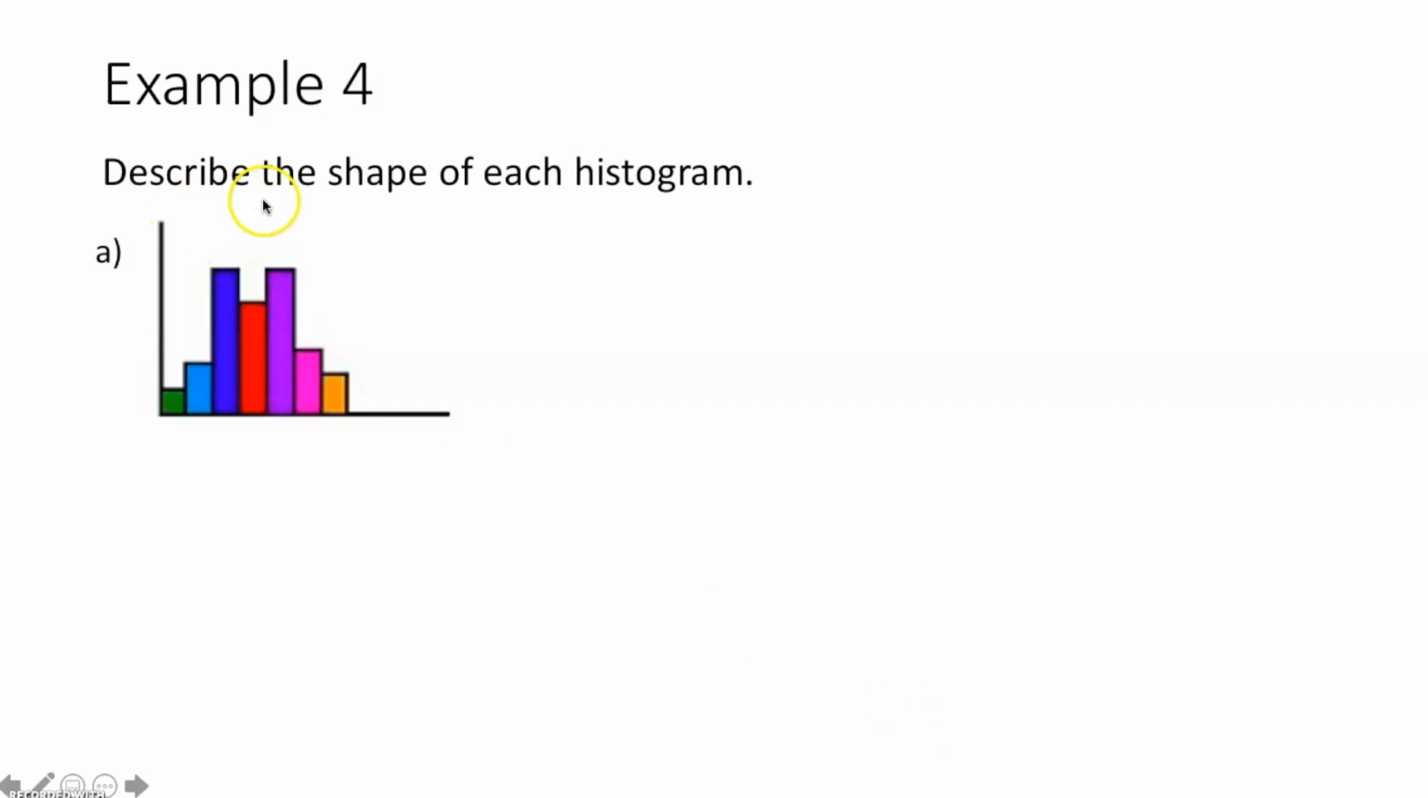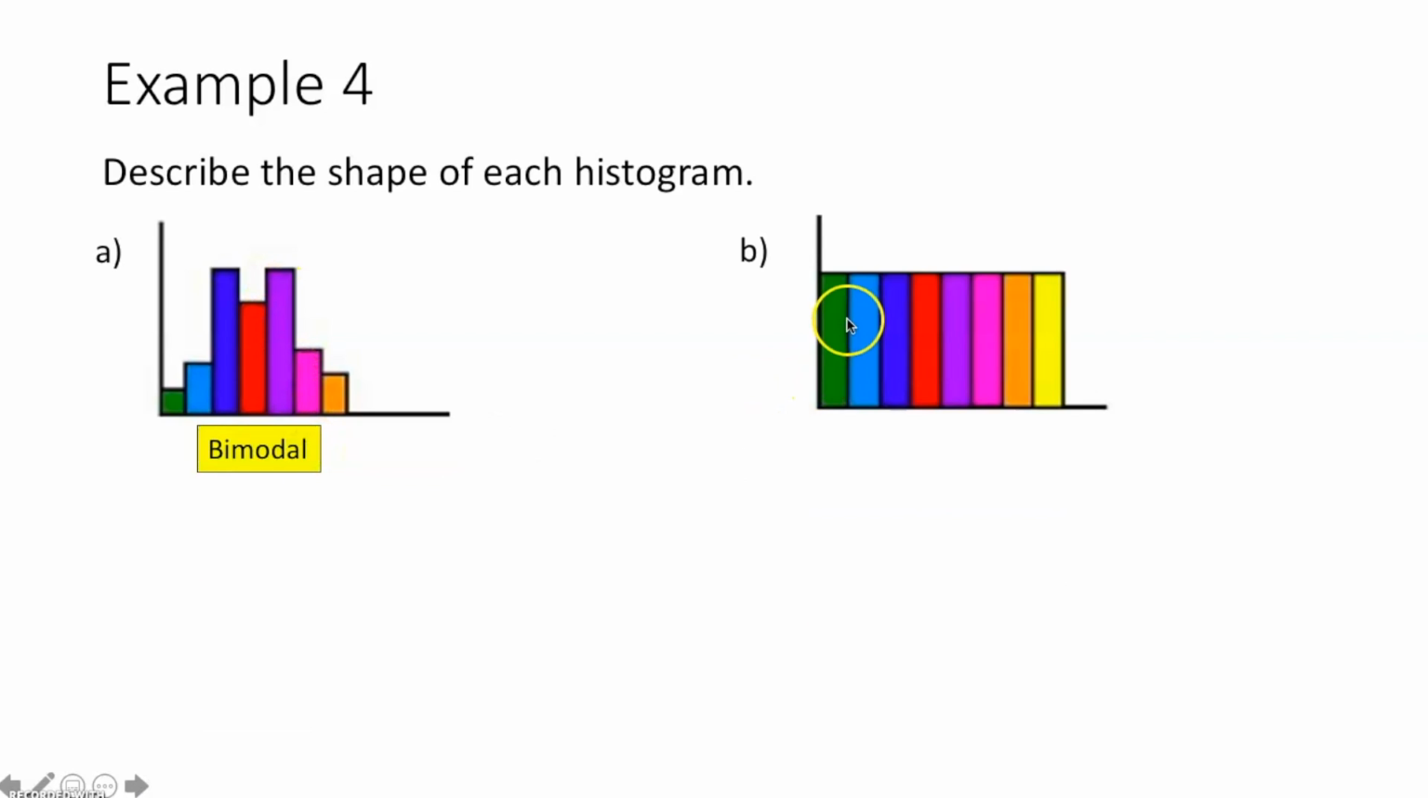Now, example 4, we're going to describe the shape of each histogram. So remember, we had some vocabulary terms to describe the shapes of histograms. This one looks like there are 2 peaks, right? It doesn't peak in the middle. Instead, it peaks twice. So that would be bimodal. Next, we have the same frequency all the way across. That would be uniform.